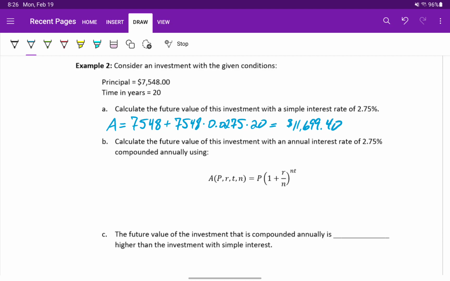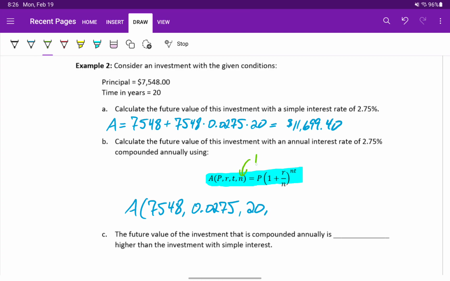In part B, we want to repeat that calculation, but now using interest being compounded annually. If we were to do this like we did in example 1, we'd have to repeat that calculation 20 times. So instead, we're going to introduce this new formula for compound interest. And what we'll do is in Desmos, when we switch over to that in just a second, we'll evaluate this for a value for P, our principal, which is $7,548, an interest rate of 0.0275, a time of 20 years, and this value for n, we'll talk a little bit more in just a minute, for right now is going to be a value of 1 to represent that we're compounding annually.